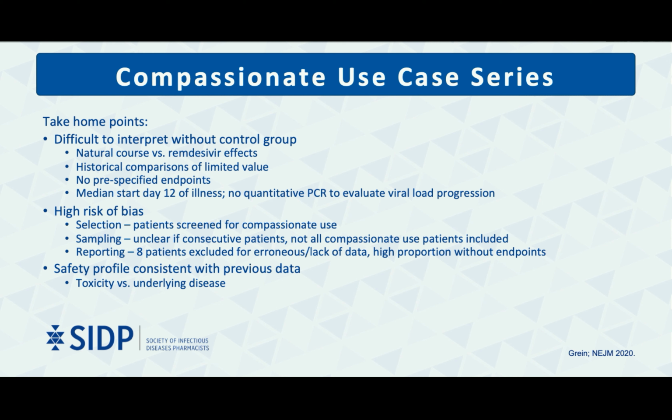And additionally, this report is at high risk of a few biases, including selection bias, given that patients were screened and granted approval by the manufacturer on a case-by-case basis, sampling bias, as it was unclear if these patients were consecutive compassionate use patients and not all patients were included, as well as reporting bias, given that 8 patients were excluded for erroneous data or a lack of post-baseline data, and there was a high proportion of patients without endpoints. Lastly, the safety profile was consistent with previous data, but it is difficult to differentiate toxicity from underlying disease progression without a control arm as well.